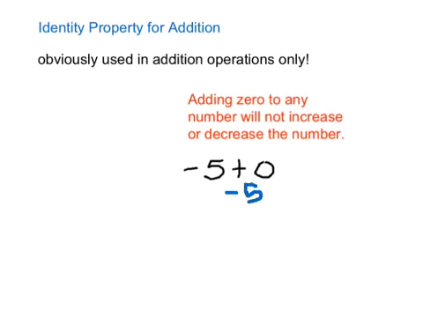What's not so obvious from this is that even though this is an addition property, subtraction is really just another form of addition. We haven't gotten there yet. And so subtracting 0 from a number really is going to give you the same result. So negative 5 minus 0 will also not change the number, and you'll still end up with negative 5 for your answer. So we're going to keep that in mind with our identity property for addition, that adding 0 or subtracting 0 from a number will not increase or decrease the number.